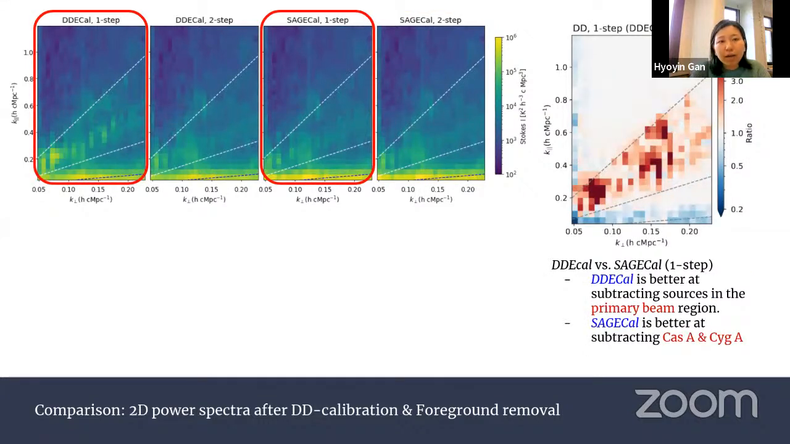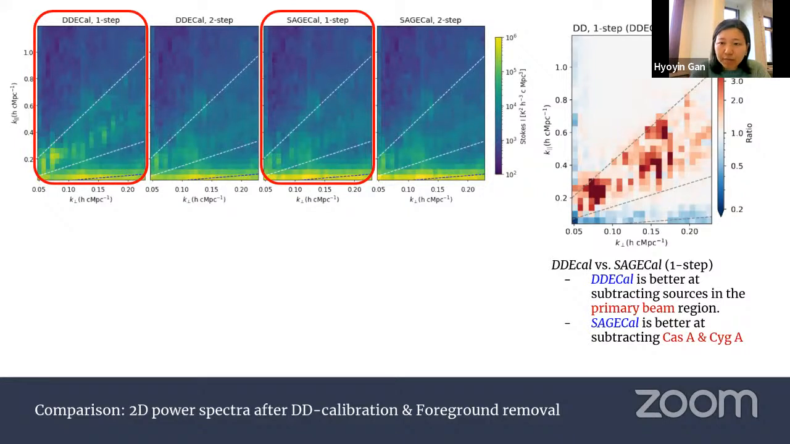And now we would like to compare the performance between DD-Cal and SAGE-Cal, when everything is subtracted in just one go, including Cassiopeia A and Cygnus A. So we still see this difference. There are 2 main differences. One is from Cassiopeia A and Cygnus A, between these 20-degree and 90-degree delay lines. SAGE-Cal apparently shows better performance.